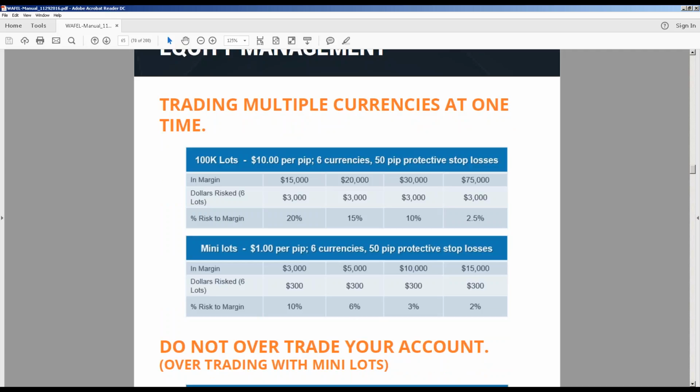If I'm trading multiple currencies at one time, where I execute 6 currency pairs at the very same time, where I have 6 open positions, and I'm trading with standard lots, which roughly equal $10 a pip, and I have a 50 pip protective stop on each trade, I'll be risking $3,000. And if I only have $15,000 in my account, I'll be risking 20%. However, if I have $75,000 in my trading account and I'm risking $3,000, I'll be risking 2.5%.